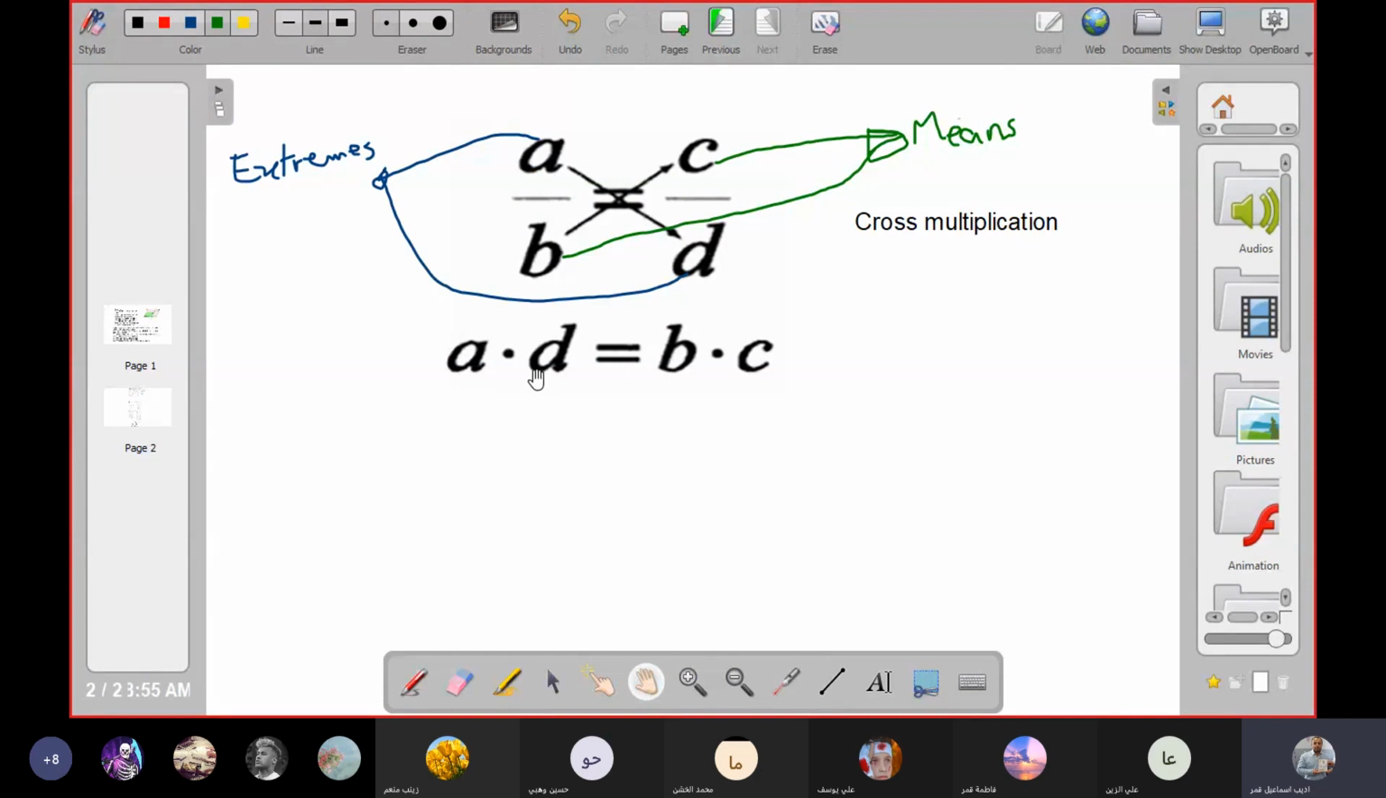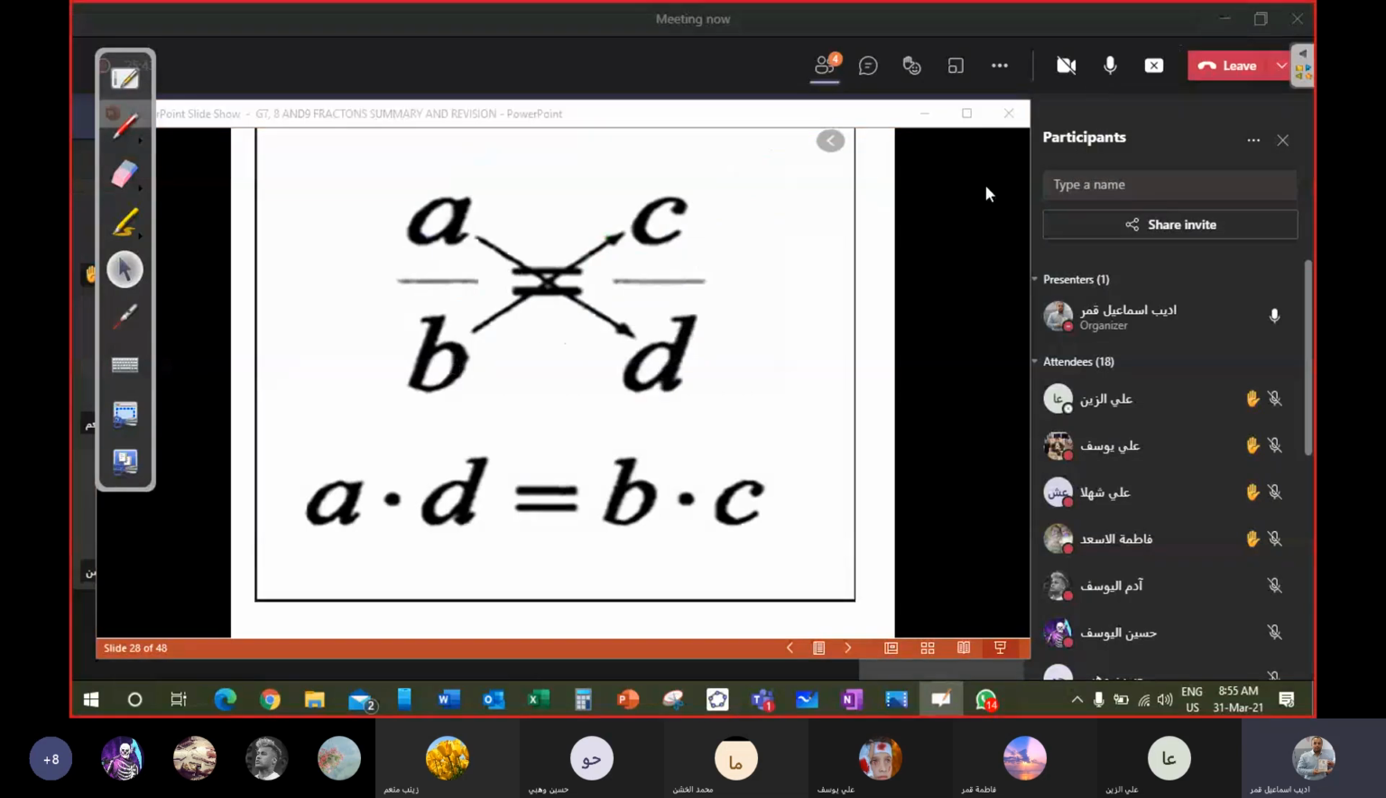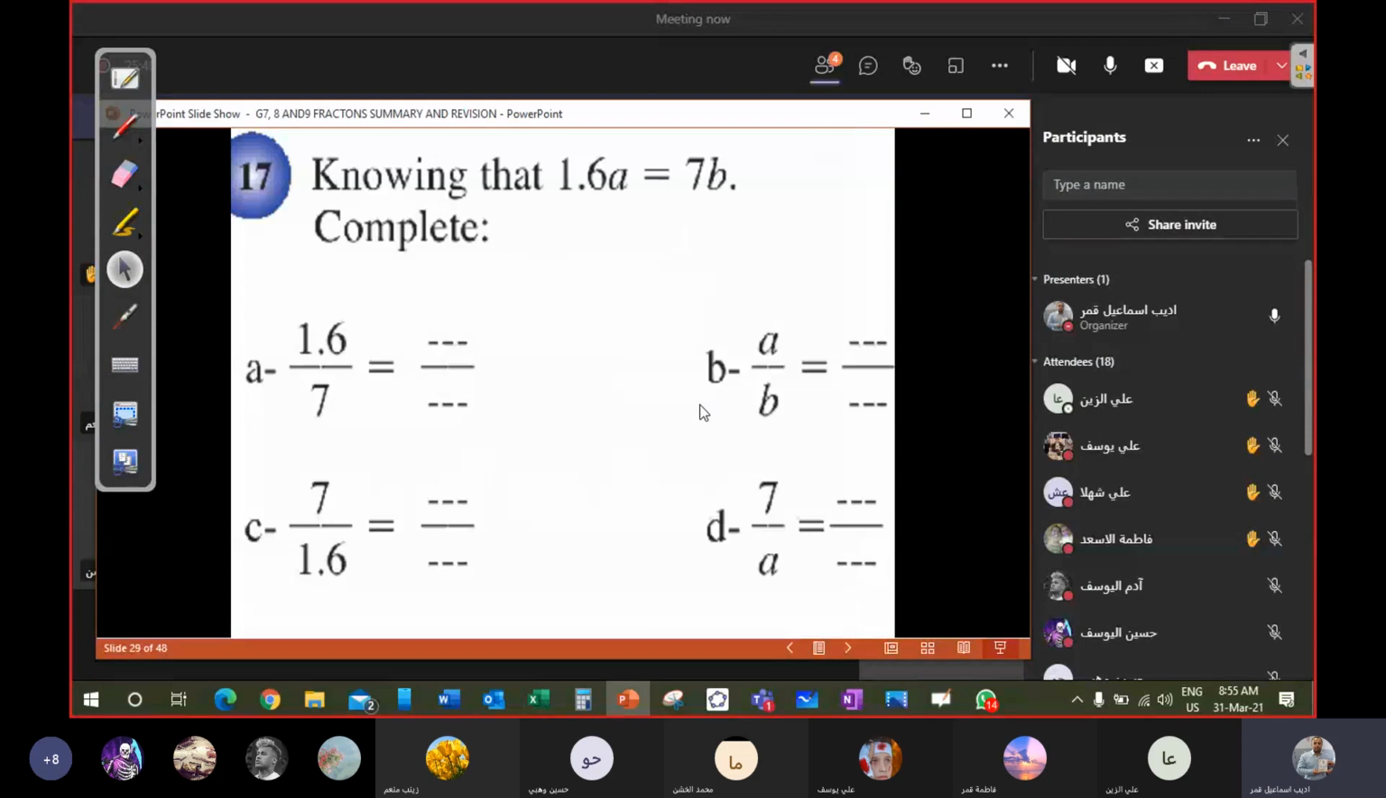We took yesterday examples about cross multiplication, like this one. 1.6, we have the equation 1.6a equals 7b. So to get this equation here in part A, we have the fraction 1.6 over 7. We put 7b over a, because 7 times b is 7b equal to 1.6 times a equal 1.6a.